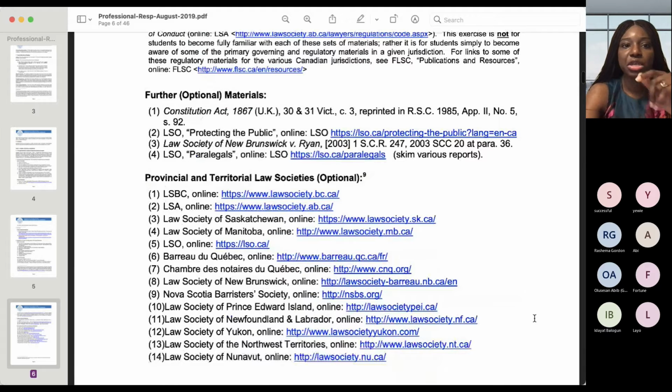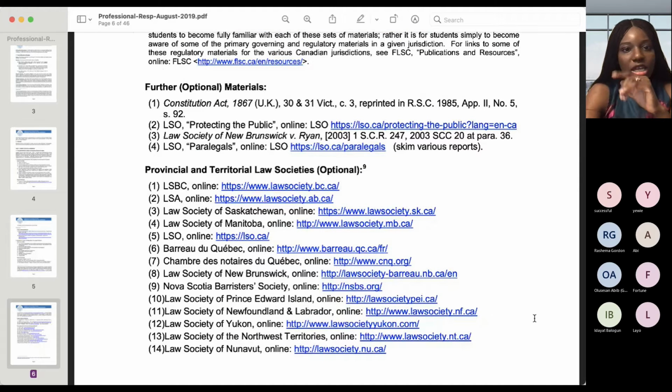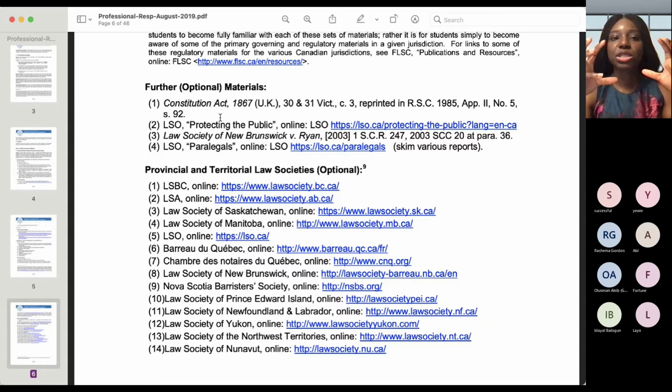And then there are further optional materials that you can read. You can read your law societies: the LSO Protecting the Public, Law Society of New Brunswick, LSO Paralegals Online, the Constitutional Act. These are just things that they want you to refer to as you're reading, so that it's not like professional responsibility is functioning on its own. It's still attached to all the other laws like the Constitutional Act, okay?